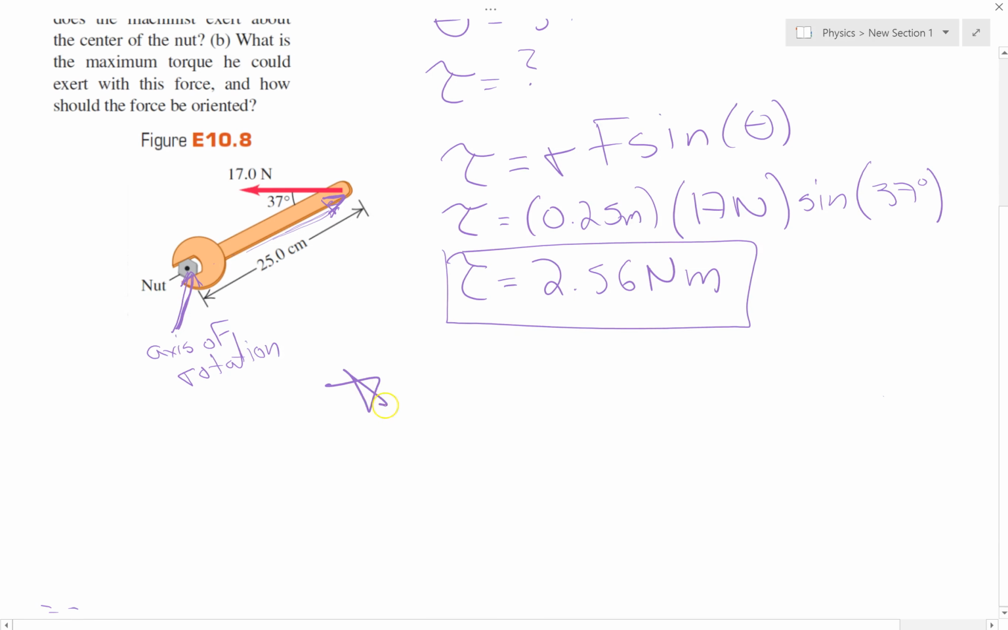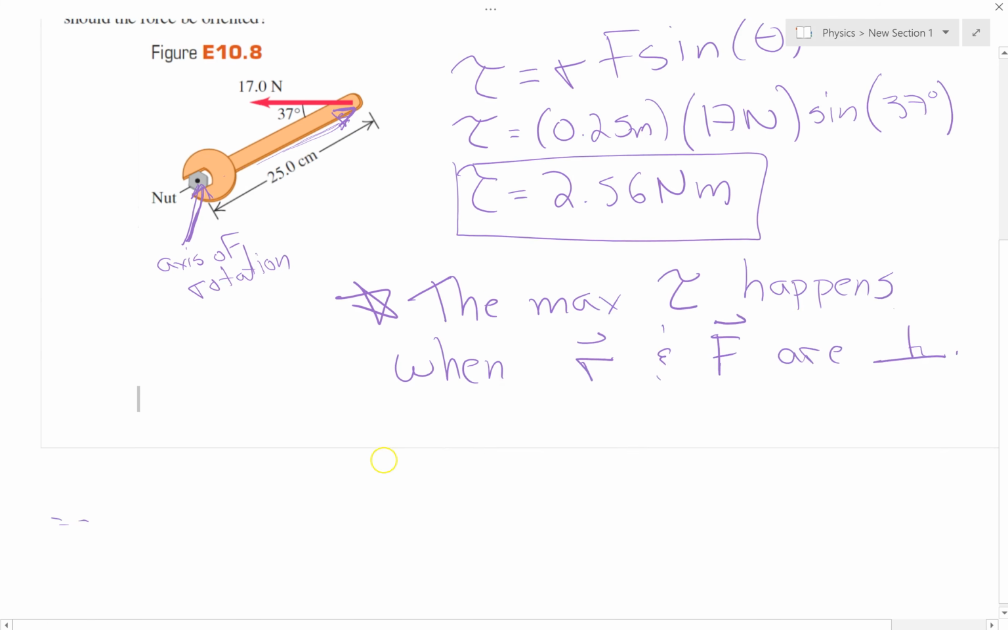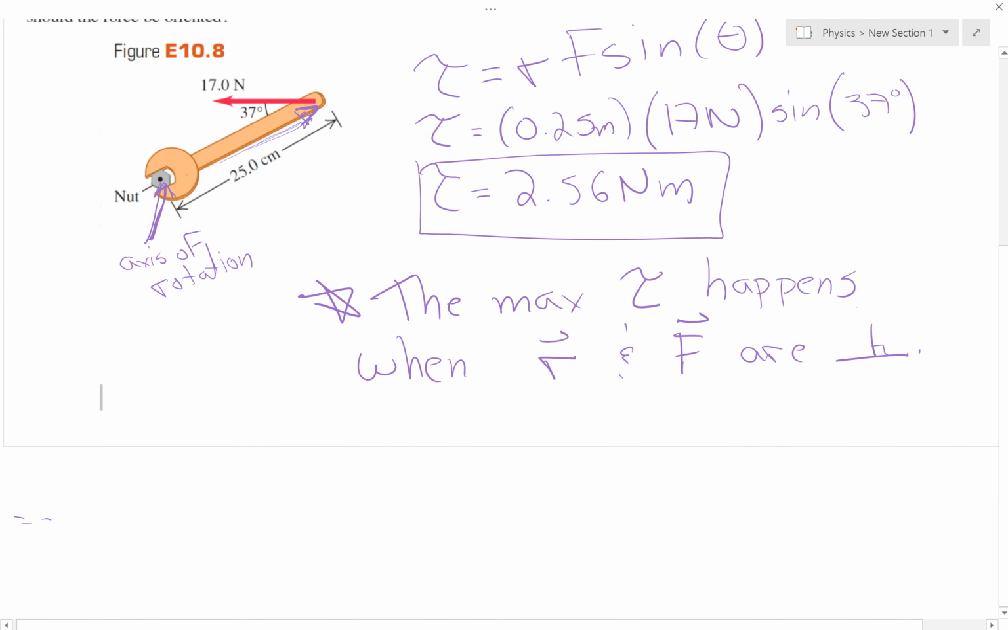So the max torque happens when the lever arm R and the force vector F are perpendicular. Now it asks us to find that maximum value. Our lever arm stays the same, and our force value is going to stay the same. What will change a little bit is our angle.